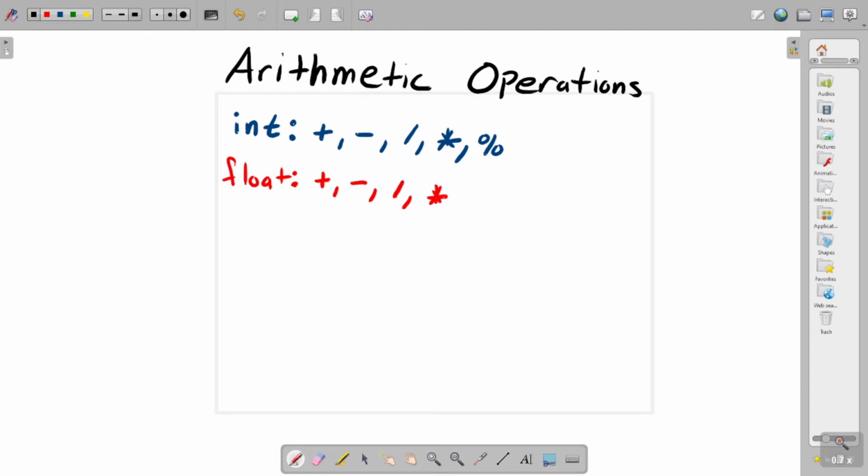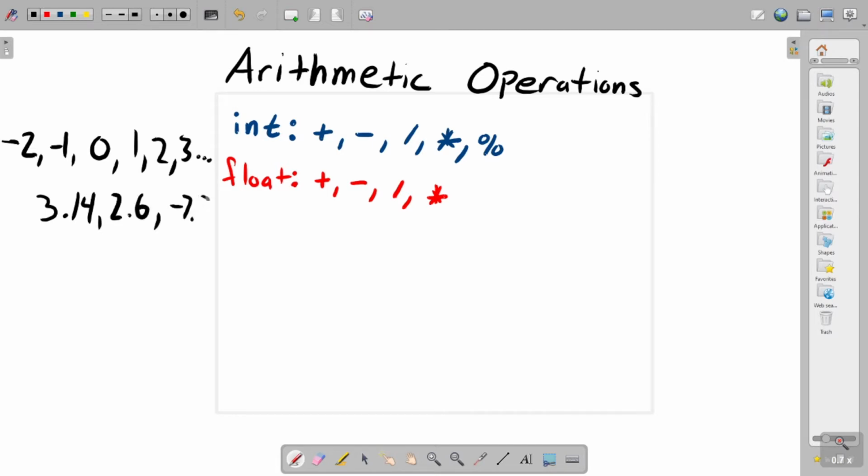So, an integer, like we said in the last video, is just a counting number, right? So that's something like 1, 2, 3, 0 as well counts, and so do negative numbers. So -2, -1, 0, 1, 2, 3, etc. in both directions is what integers are, and floating points include these numbers as well as things like 3.14 or 2.6 or -7.3. So floating points are data types that can have fractional parts or a decimal part after the actual integer part.